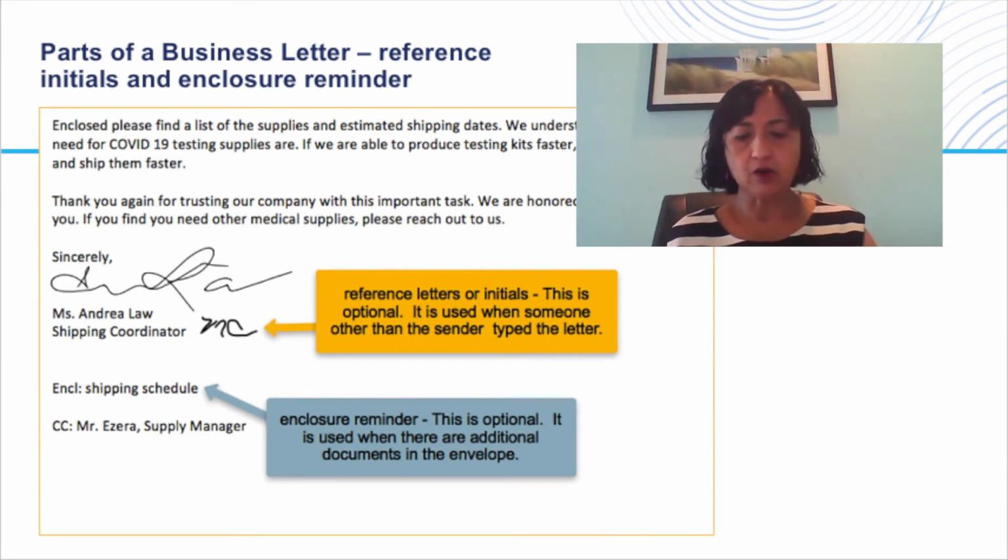Reference initials are only used if another person typed the letter on behalf of the author who signs the letter. The initials are placed next to the signature of the author. The enclosure reminder is optional and is used if extra documents are enclosed in the envelope with the letter.